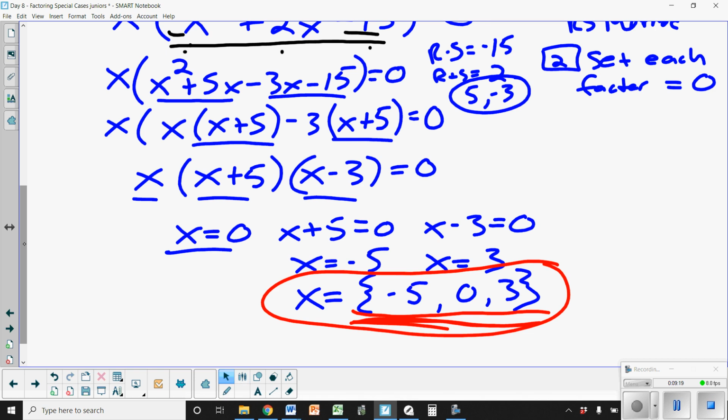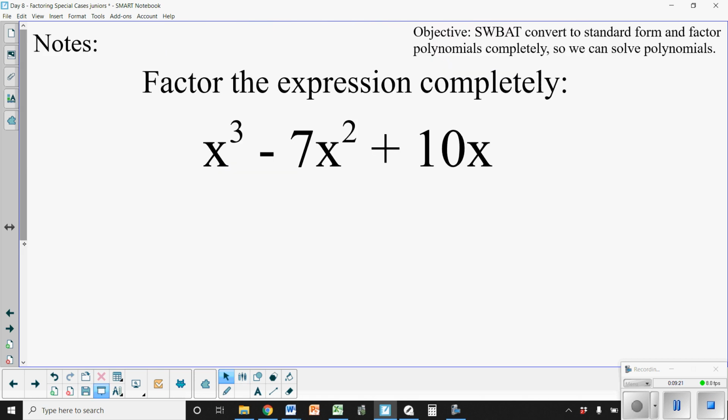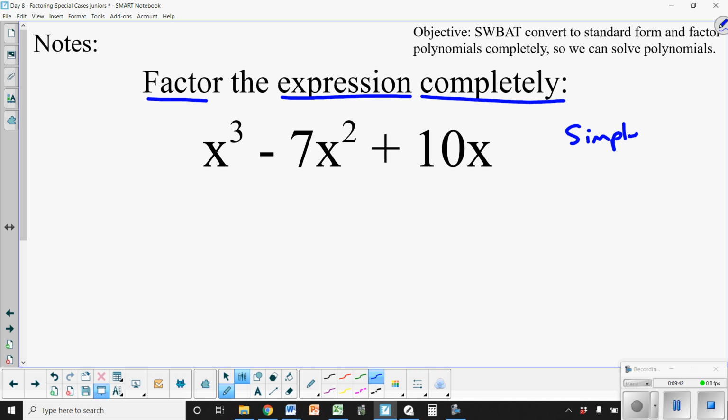And let's do some more problems here. We got a couple more, and then we'll be done here. So what we're going to practice now is just factoring the expression completely. So if we have these three terms here, the first thing, again, we want to do is see, can we simple factor? So we're going to factor. Expression means no equal sign, completely. First thing we always want to check is simple factoring.